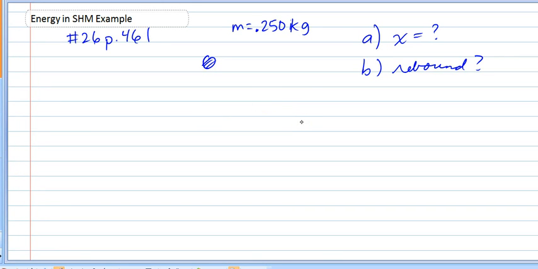Okay, welcome back everyone. In this video, I'm just going to do a quick example of how to solve simple harmonic motion problems with energy. And this is actually number 26 from page 461.